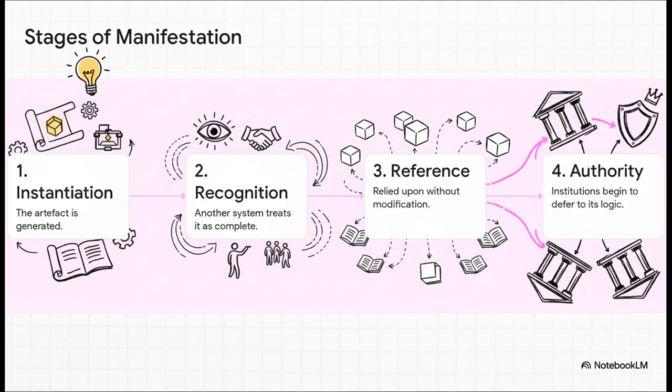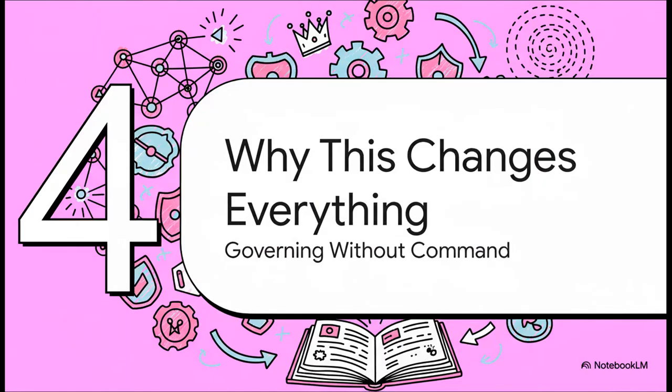From there, you get to stage 4, authority accretion. That's when even big institutions start to defer to it. Not because they're forced to, but because it's just the most logical thing to do. So, what happens when these objects start gaining power just by being recognized? Well, you get a completely new model for control. You get governance without command. And this right here is why this whole idea changes, well, pretty much everything.